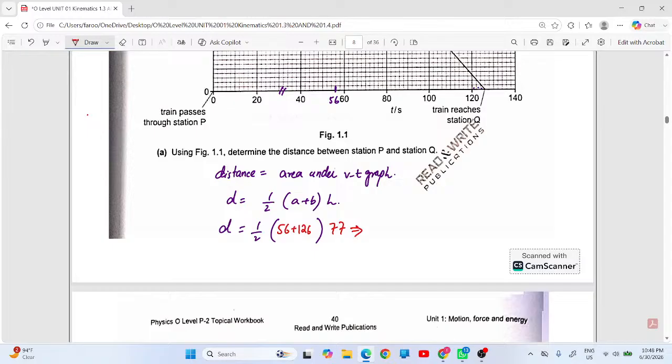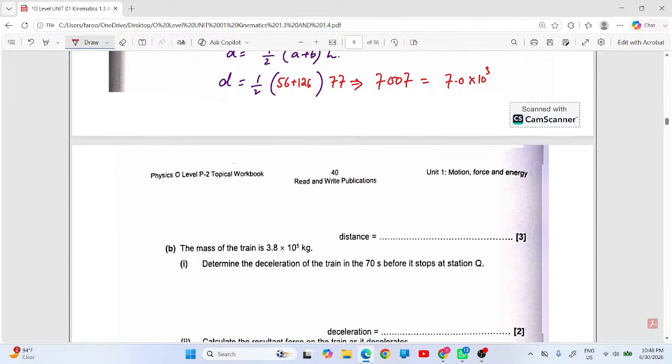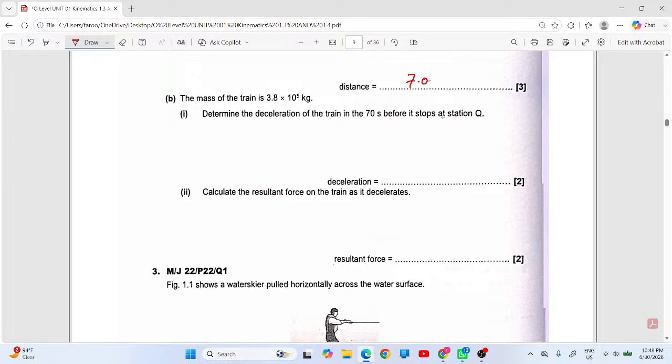Check what answer you get. 1/2 into 56 plus 126, into 77. The answer is 7.0 × 10 to the power 3 meters.